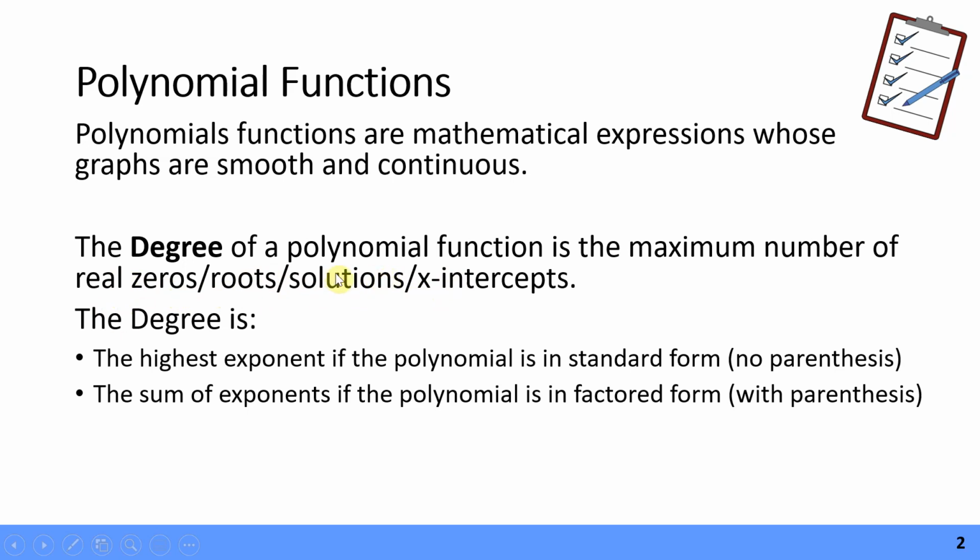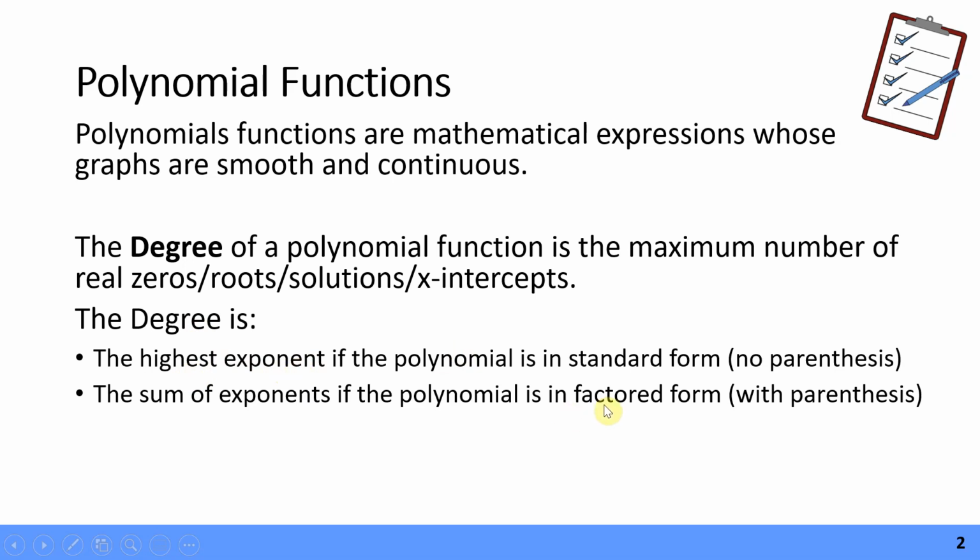Okay, now how in the world do I find the degree of a polynomial? There are two different ways, so make sure you have them in your notes. When I ask you for the degree of a polynomial, it depends if the polynomial is in standard form or factored form. So I'm going to go over both of them. If your polynomial is in standard form, meaning that it has no parentheses, your degree is simply going to be the highest exponent. Just look at all the exponents. The highest exponent is going to be your degree.